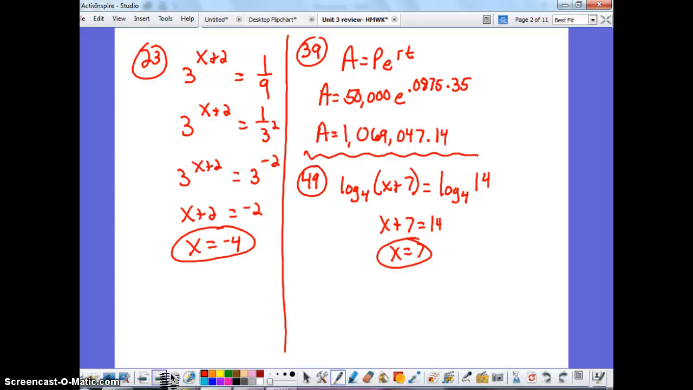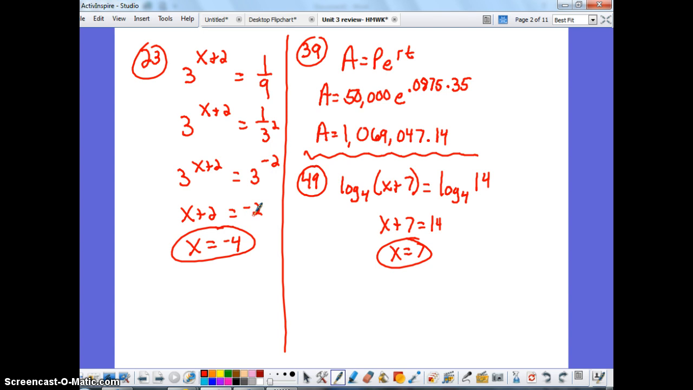All right, so 23, you have to use the one-to-one property. You always want to rewrite the bigger number, which in this case is the 9, to be a representation of the smaller number, the 3. So 9 is 3 squared. Bring it to the top, so it's 3 to the negative second. These now have the same bases. Set the exponents equal to each other based off the one-to-one property, and you get x plus 2 equals negative 2, so x is negative 4.